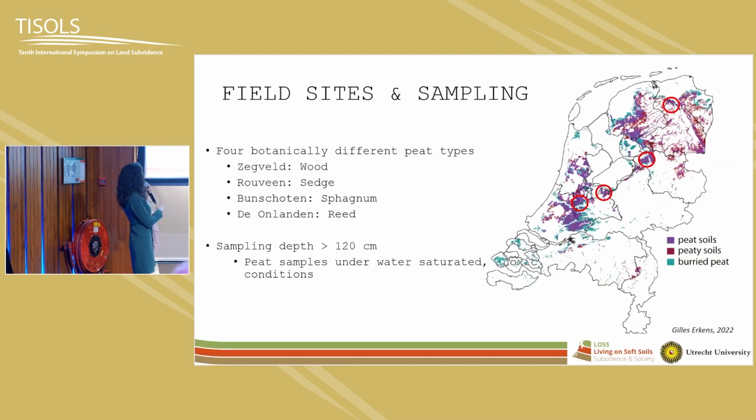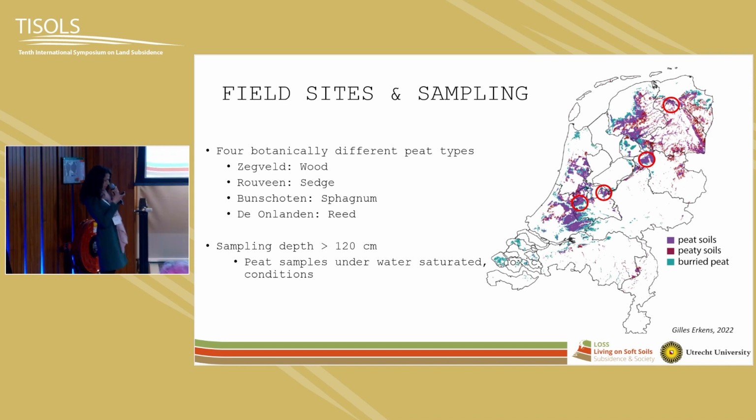And for that, we visited 4 field sites in the Netherlands. So Zegveld, some of you already visited during the, I think, excursion day, that has a wood peat in its matrix. And we have Ralveen. This is the pointer. Yeah, this is Zegveld. And this is Ralveen. And we have Banskotten in the middle, a sphagnum peat, and the Onlanden on the top that has reed peat in its matrix.